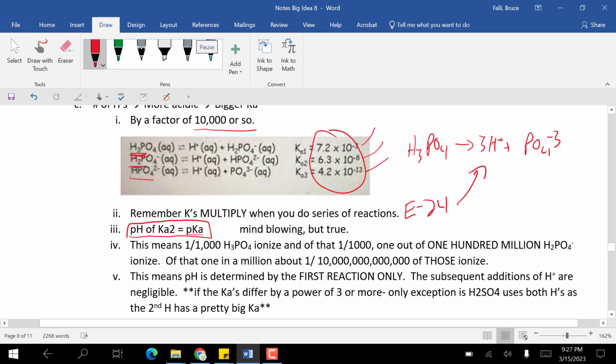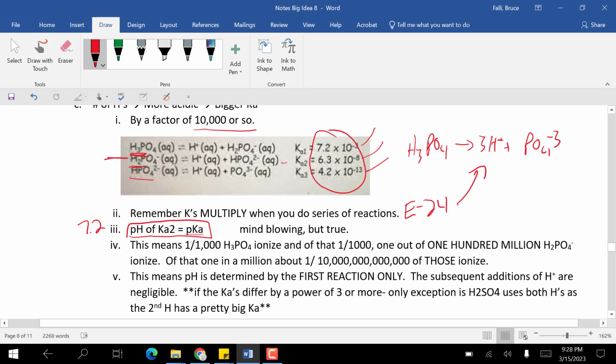And we can prove it. But what is the pH of the second one? pKa. So that means the pH of this guy right here is negative log. Oh, I'm without my calculator, but not for long. So here's my calculator. So negative log 6.3 E negative 8 is 7.2. So that would be 7.2 for that one.